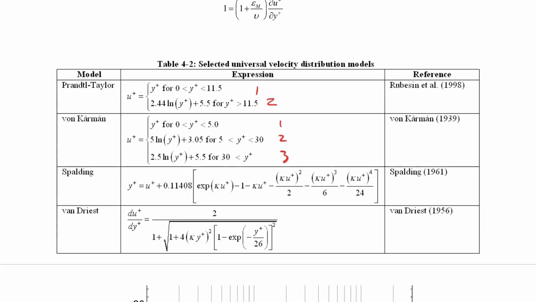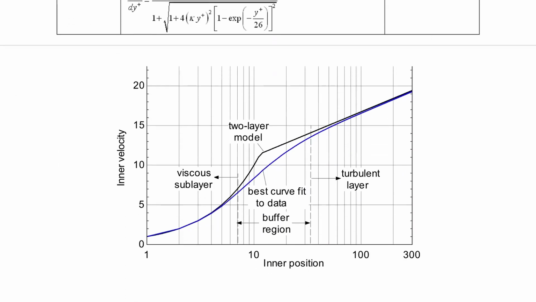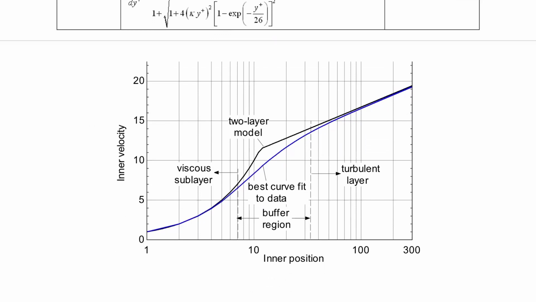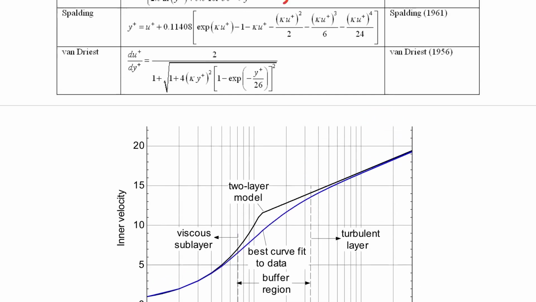Let's look at the next page. Let's look at the plot of velocity: inner velocity as a function of inner position. This is a different way of looking at it. We're looking at the log of these things. So instead of looking like the typical profile, it looks a little bit different, but it's the same underlying equations.